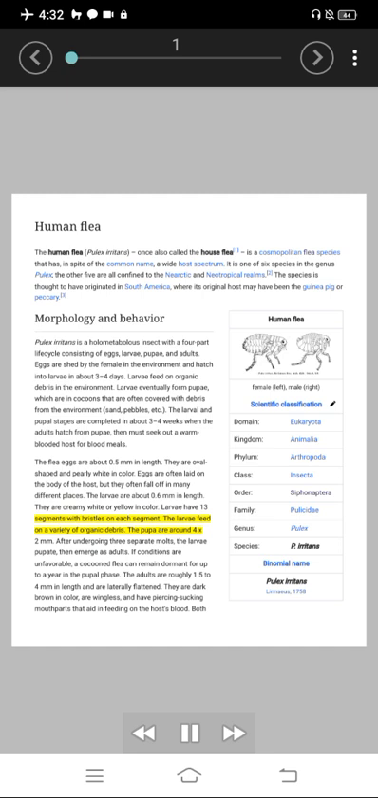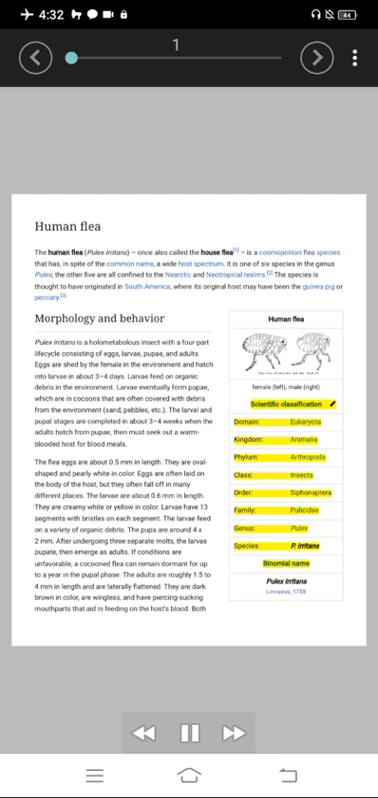The pupa are around 4 by 2 millimeters. After undergoing 3 separate molts, the larvae pupate, then emerge as adults. If conditions are unfavorable, a cocooned flea can remain dormant for up to a year in the pupal phase. The adults are roughly 1.5 to 4 millimeters in length and are laterally flattened. They are dark brown in color, are wingless, and have piercing sucking mouthparts that aid in feeding on the host's blood. Human flea, female left, male right.